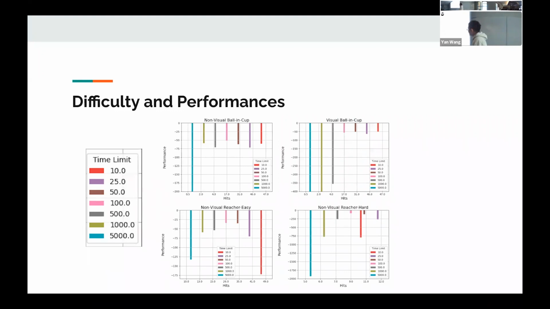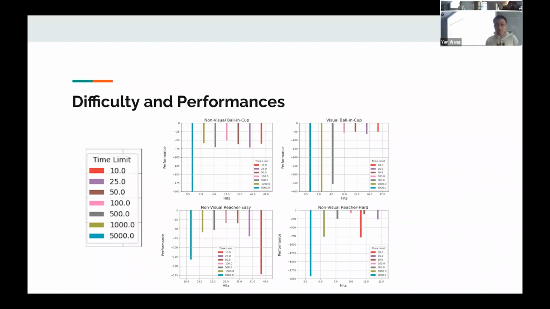The x-axis is the number of target hits, and the y-axis is the average return along a learning curve. So the shorter the bar is, the better the performance is. It shows a clear relationship between the number of hits and the performance, except for some very short time limits.